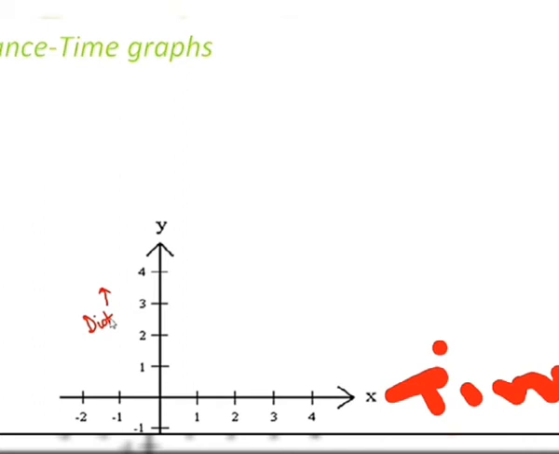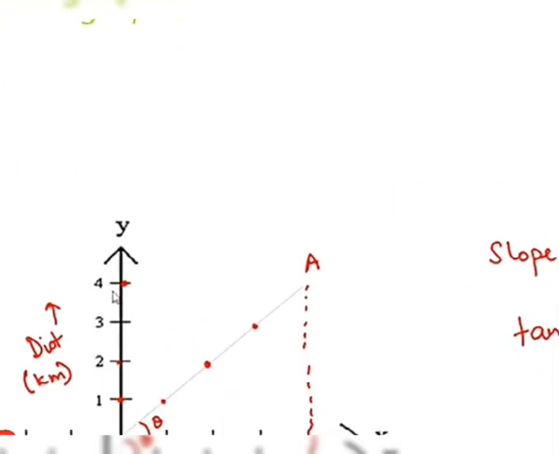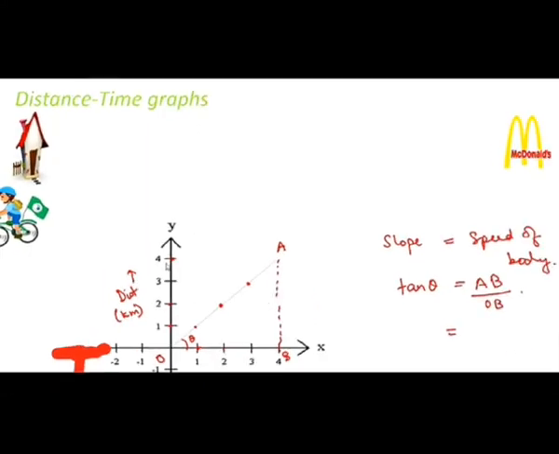Now, what is the graph actually depicting? It actually tells us how the distance varies with time. In this case, we see that the distance covered by the boy increases as the time increases. When we plot the graph, we will get this type of graph, and distance is increasing as time increases. Now speed came out to be 2 kilometer per hour, right?